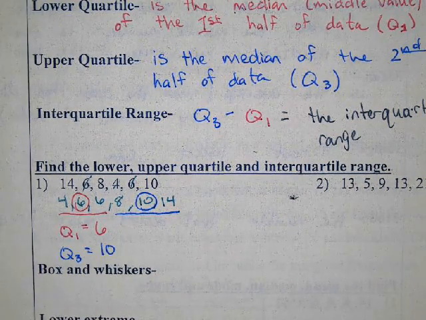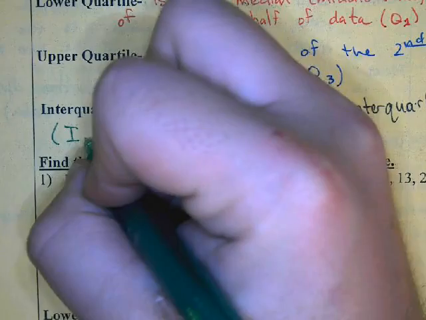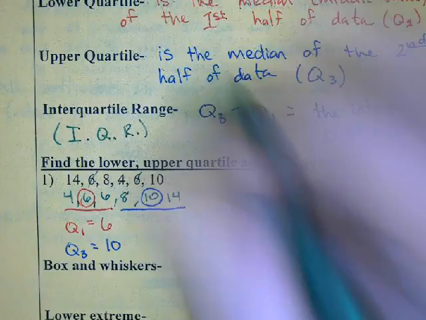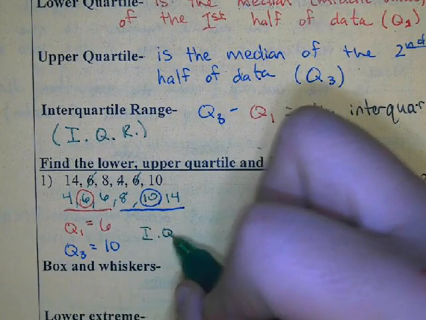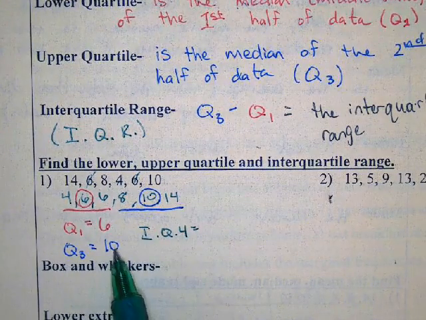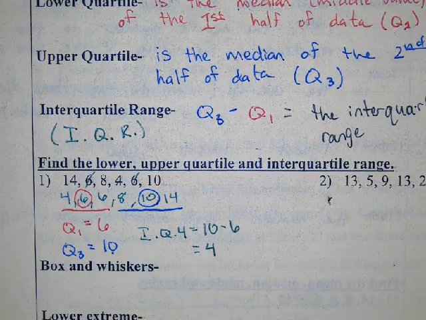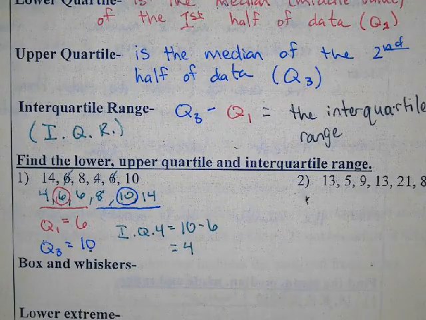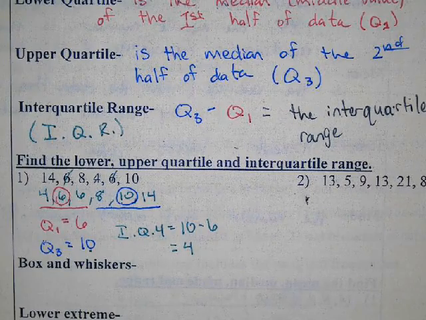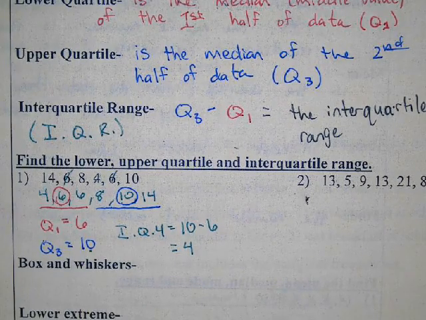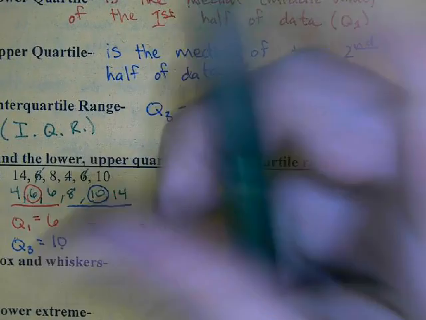Now we'll find the interquartile range. Instead of having to write interquartile range, we're going to use the abbreviation IQR, and we'll use that abbreviation from here on out. So IQR is equal to upper minus lower, 10 minus 6, which is equal to 4. So that's it. We list our numbers and find the medians. The median of the first half of data is the lower quartile. The second half of the data gives the upper quartile, the median number, and then we just subtract to find the interquartile range.